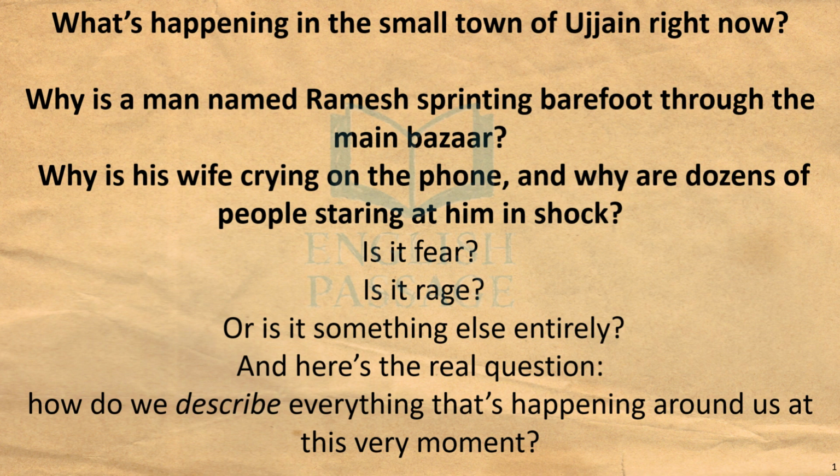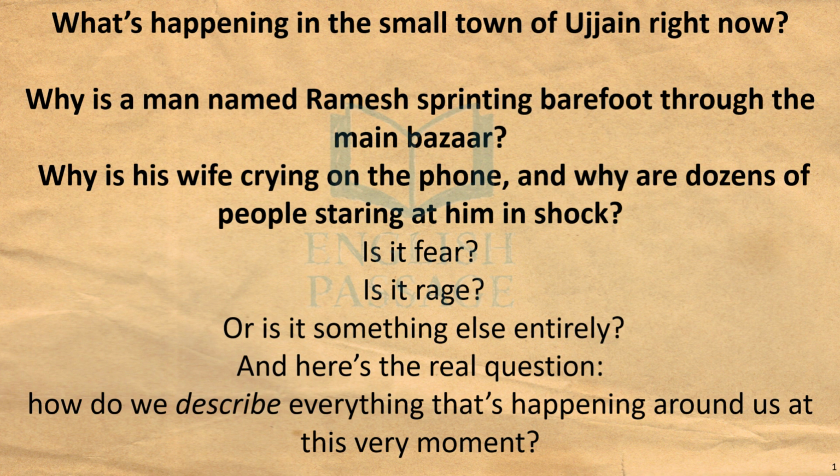What's happening in the small town of Ujjain right now? Why is a man named Ramesh sprinting barefoot through the main bazaar? Why is his wife crying on the phone? And why are dozens of people staring at him in shock? Is it fear? Is it rage? Or is it something else entirely?